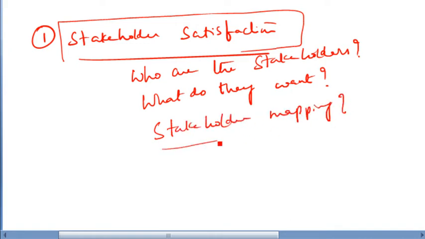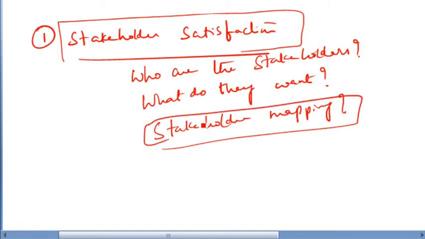Stakeholder mapping means identifying the key stakeholders and determining how important each of them is to the organization. That's what stakeholder mapping means. What do you mean by that, Nana? Stakeholder mapping means identifying the key stakeholders and determining how important each of them is to the organization. This is done by asking two questions: who are the stakeholders, and what do they want?